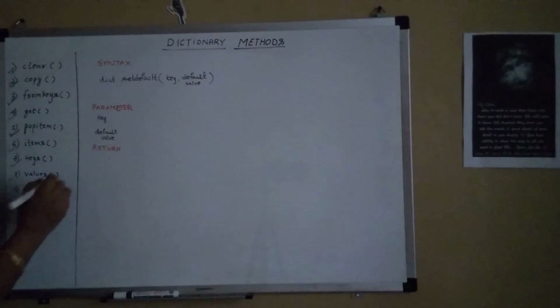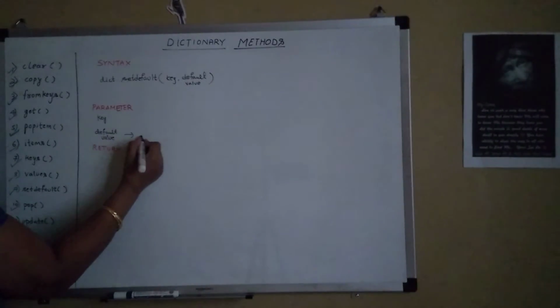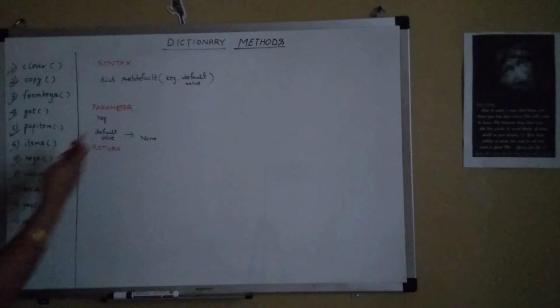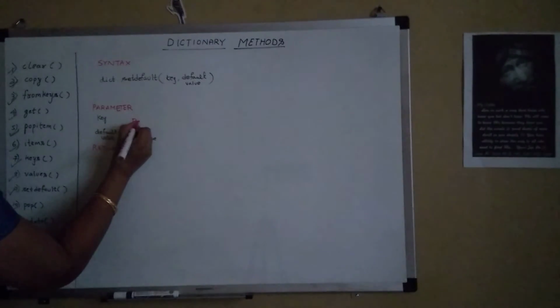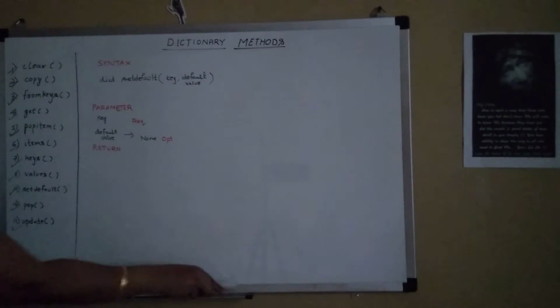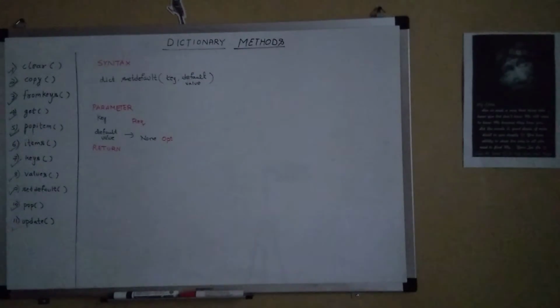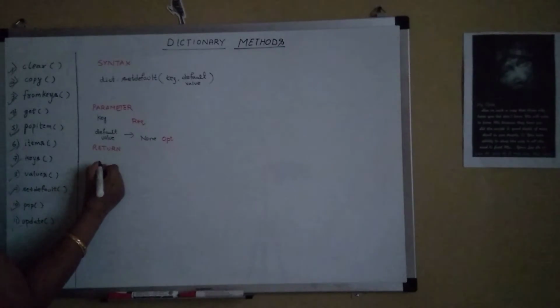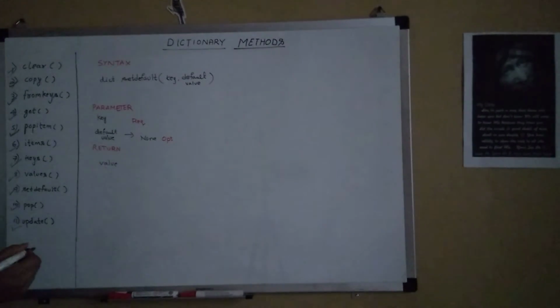So if we don't specify any default value, it will take None as the default value. And one more thing to remember here is key is a required parameter, and default value is an optional parameter. So now, having covered this, what is the return type? It will return the value for the specified key.